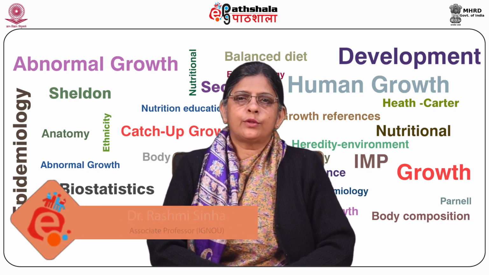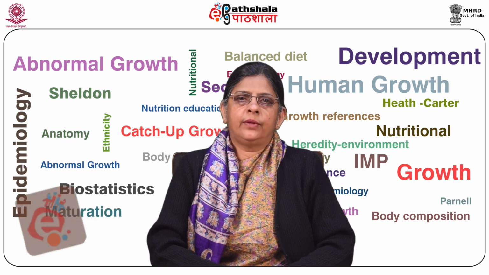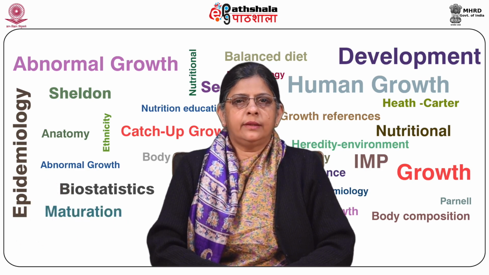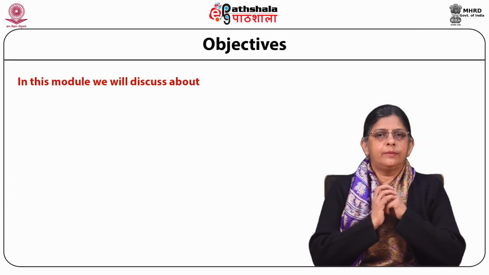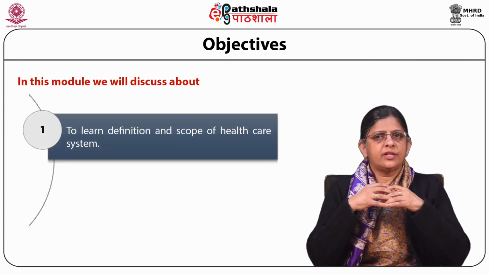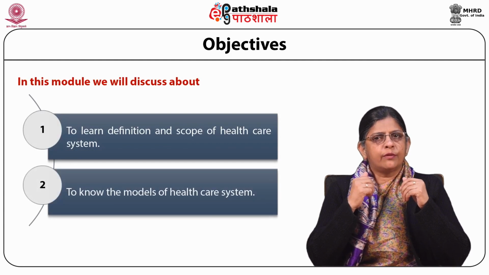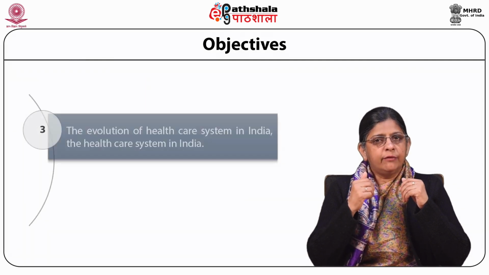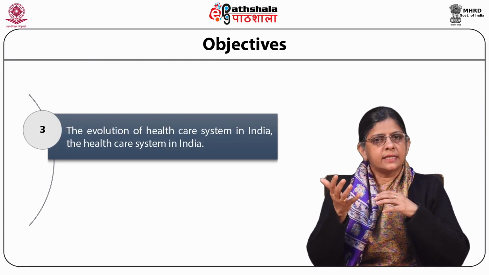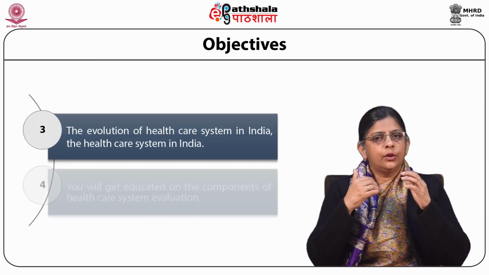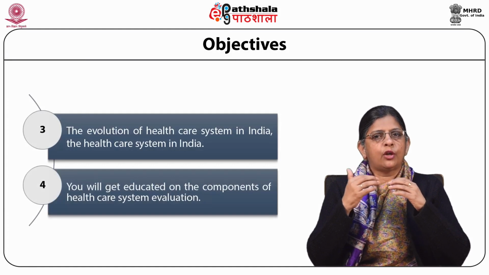Today we are going to talk on the module Healthcare Delivery in the Public and Private Sector from the paper Human Growth, Development and Nutrition. In this module, our learning objectives will be to learn the definition and scope of healthcare system, to know the models of healthcare systems, the evolution of healthcare system in India, and to understand the healthcare system in India. You will also get educated on the components of healthcare systems evaluation.